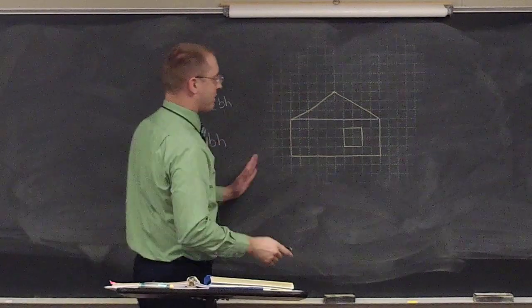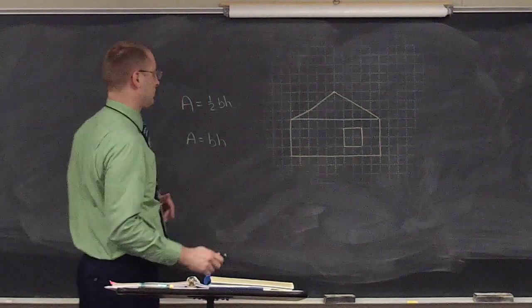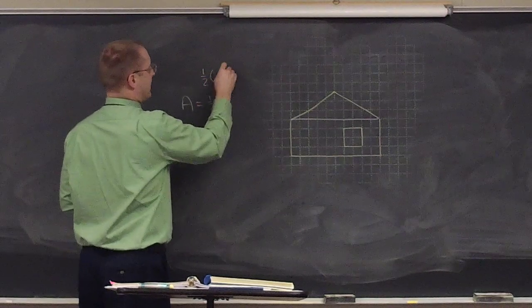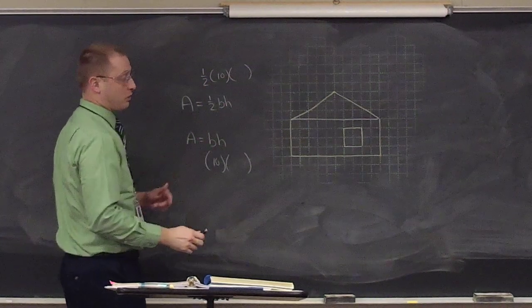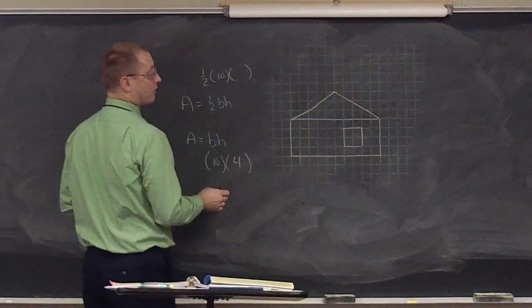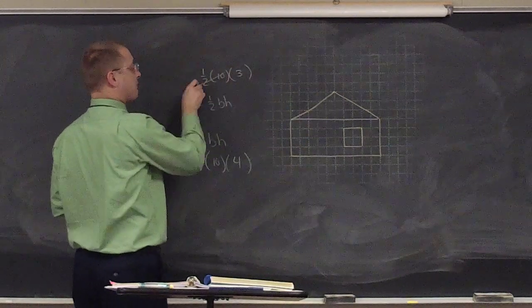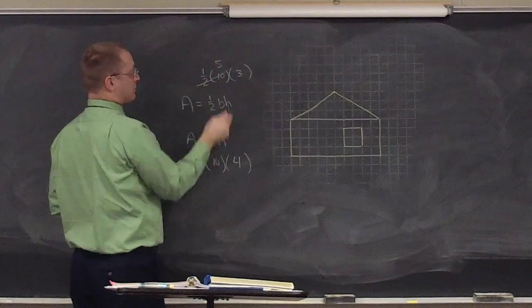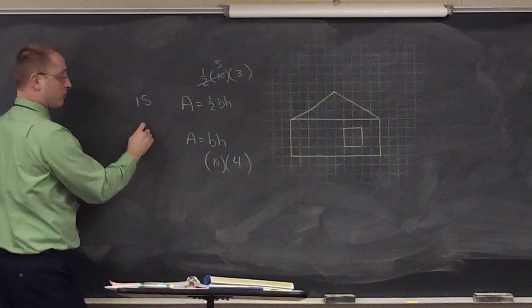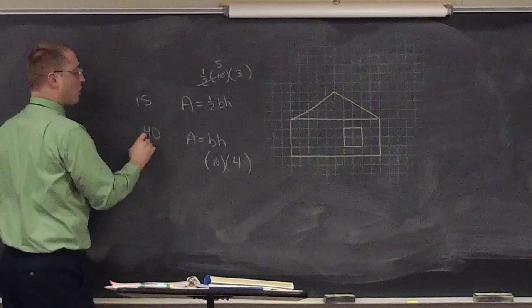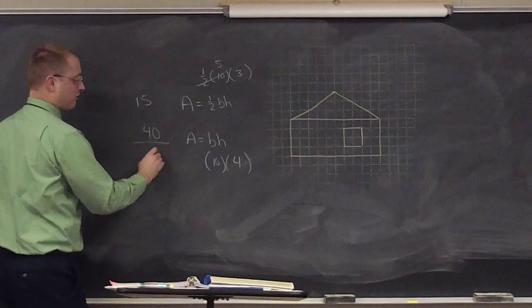Now both of them have a base that is how long? 10. So this is going to be half of 10 times whatever, and this is going to be 10 times whatever. The height of the rectangle and the height of the triangle, 3. Of course, take half of the 10 to get 5, and then 5 times 3. So we've got an area of 15, and then here we've got an area of 40, for a total area of 55.